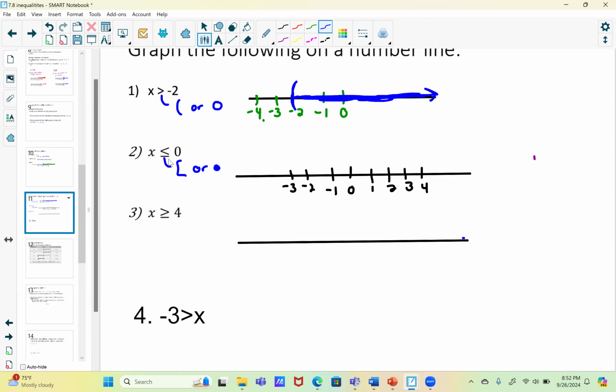If I want x is less than or equal to 0, here's 0. I want numbers that are smaller, so I want to go to the left. So again, I'm always starting at 0. I'm going to put a bracket. I'm going to open it to the left because that's the direction I have to shade, and I'm going to shade to the left, okay, because these are all numbers that are smaller, and I'm going to put an arrow to show that it keeps going.